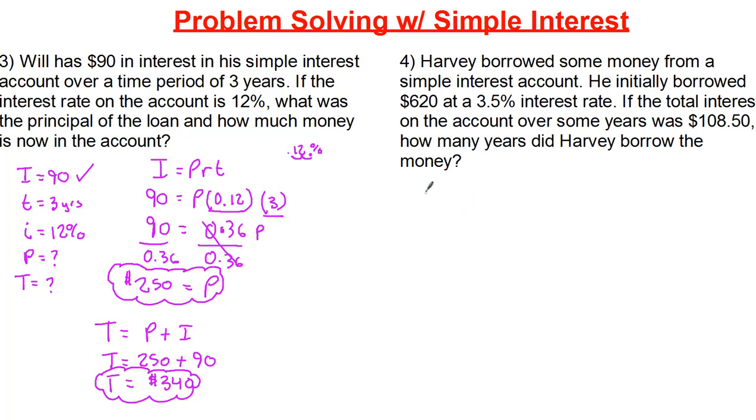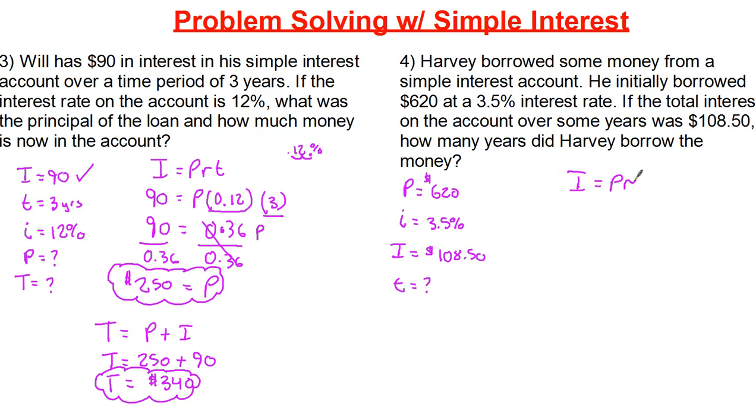Okay, let's just go over this very last example. Harvey borrowed some money from a simple interest account. He initially borrowed $620, so P equals 620 at a 3.5% interest rate. So R is going to be equal to 3.5%. Alright. If the total interest on the account over some time was $108.50, how many years did Harvey borrow the money? So years is time, so T is what we're missing.